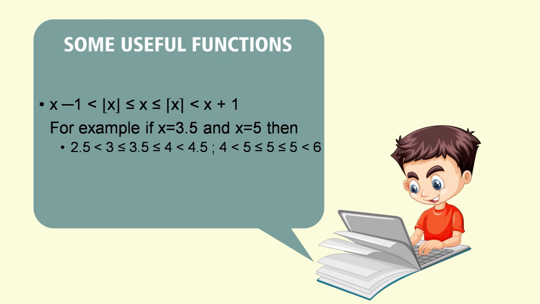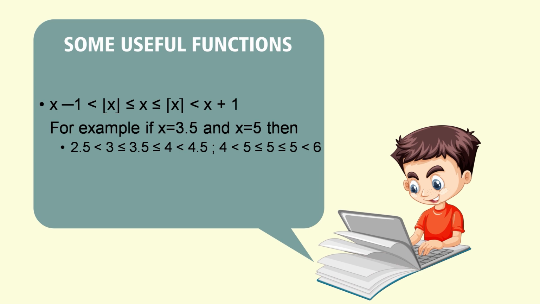So first let's do it for 3.5. What is x minus 1? It is 2.5, right? So 2.5 is less than its floor, which is 3, which is less than the number 3.5. The ceiling of this number is 4, so 4 is greater than 3.5, and x plus 1 is going to be 4.5, which is definitely greater than 4.